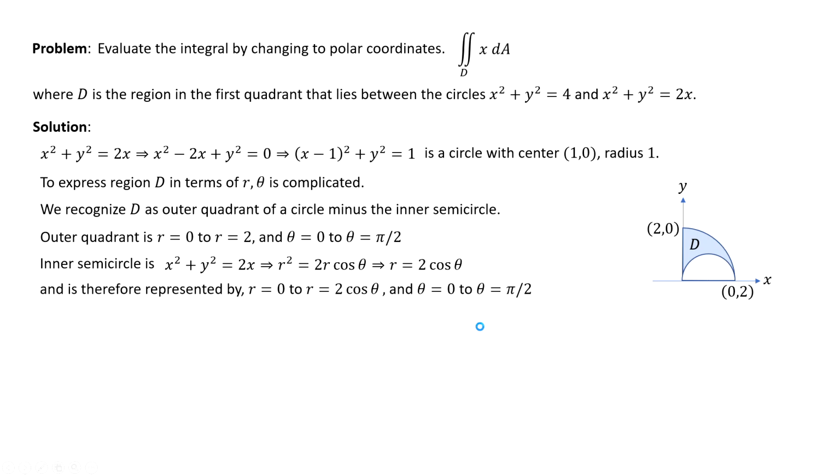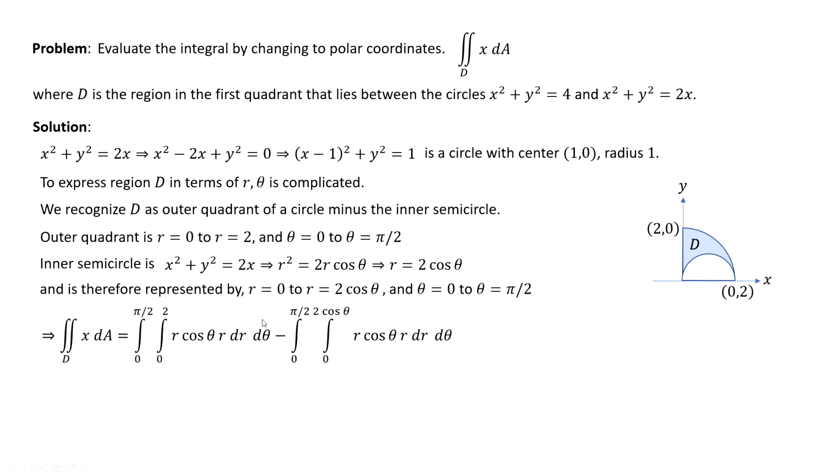Cool. And now where is theta going from? Well, theta is clearly going from 0 to pi halves here for the inner circle. So once we know that, we can split this into two separate integrals and subtract the inside integral from the outside integral: the integral over the outer region minus the integral over the inner region. That's how we figure this out.